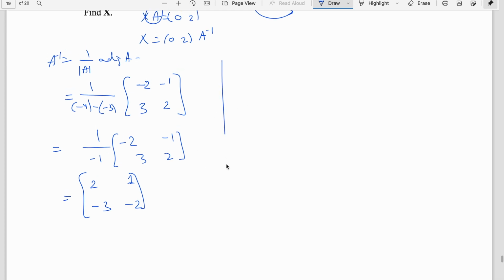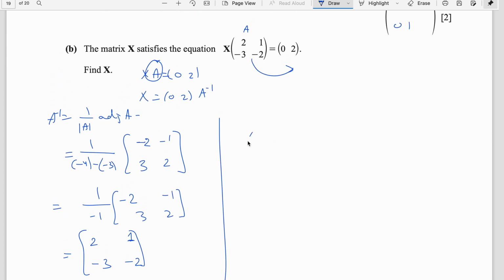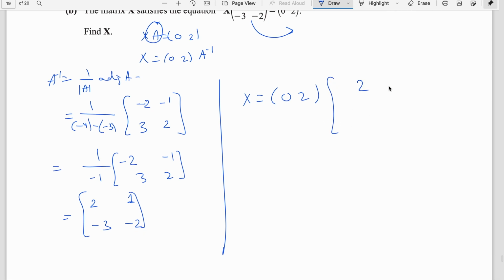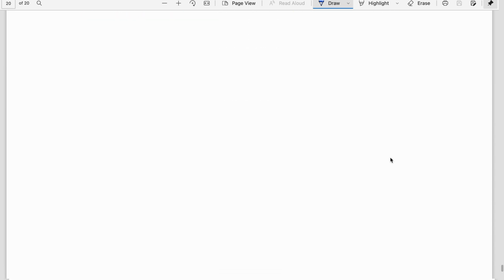Okay, so next X = [0, 2] into A inverse, which is [2, 1; minus 3, minus 2]. Row into column again. 0 into 2 is 0, minus 6, 2 into 0 is 0, minus 4. So minus 6, minus 4. And done. This was it.